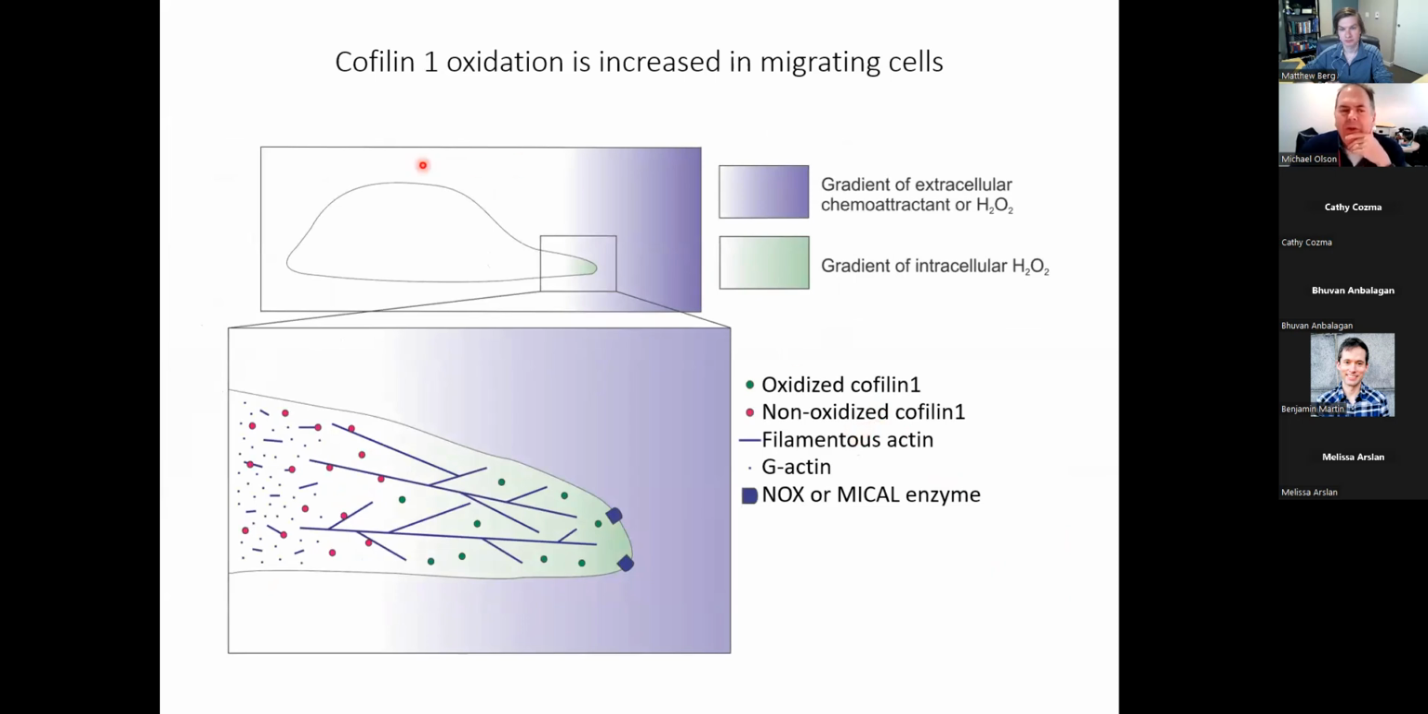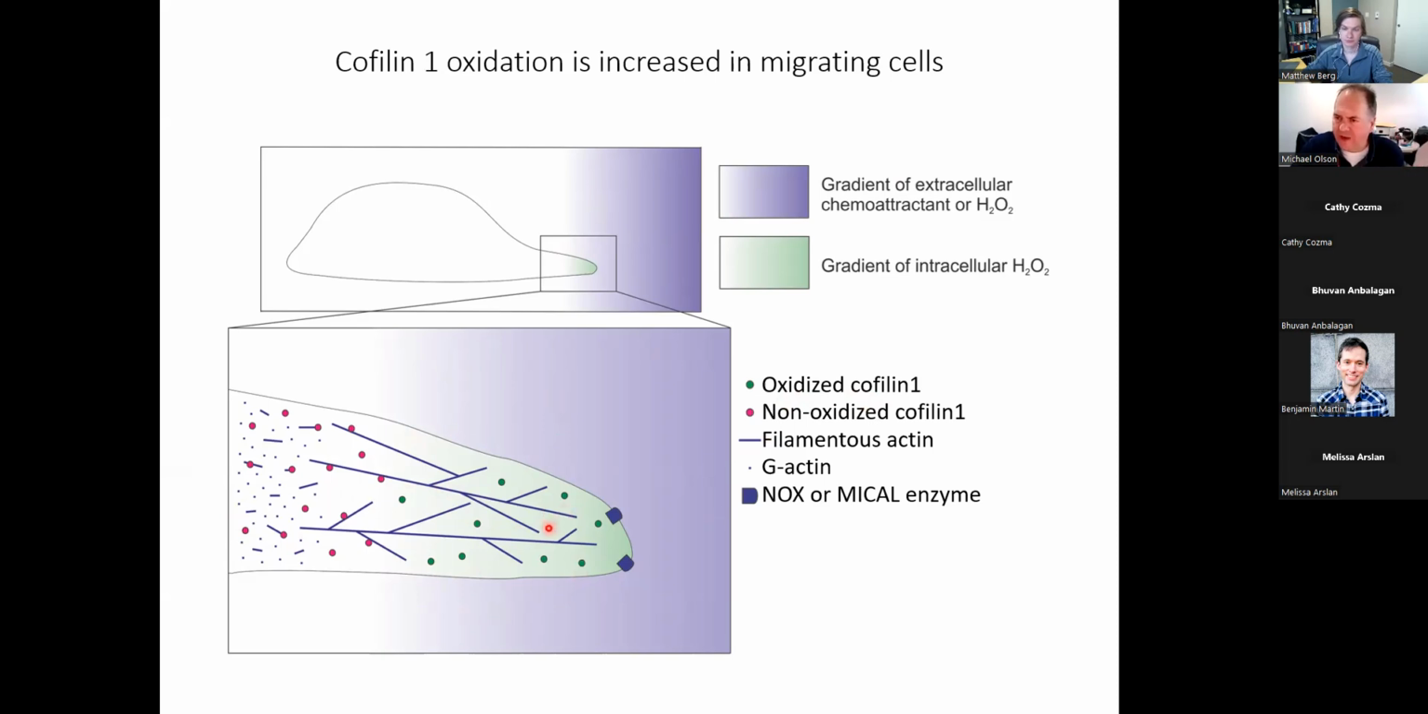So this is the model we came up with. This is a polarized cell, and this is zooming in on that. Here in purple is a gradient of some kind of extracellular chemoattractant or hydrogen peroxide itself. This leads to a gradient of intracellular hydrogen peroxide being produced. At the front of the cell, the protrusions, cofilin is being oxidized.